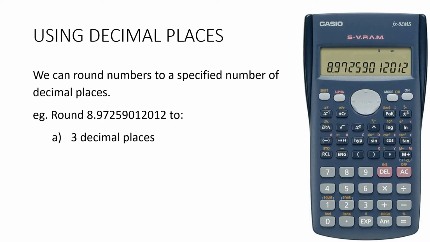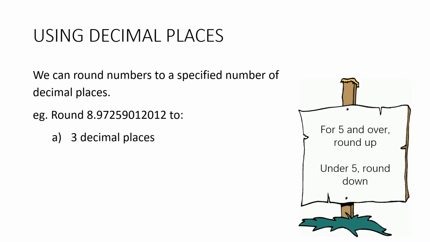We locate the position. There's the first decimal place, the second one, the third one. So we want to chop this number off after the 2. So we look at the next digit. Now here's the rule. For 5 and over, we round up. Under 5, we round down. So this is 5, so it's going to round up. It's too big to throw away. So that's going to force this 2 to become a 3. So it's going to be approximately equal to, that's what this sign here means, 8.973.